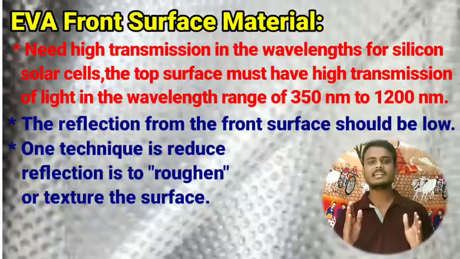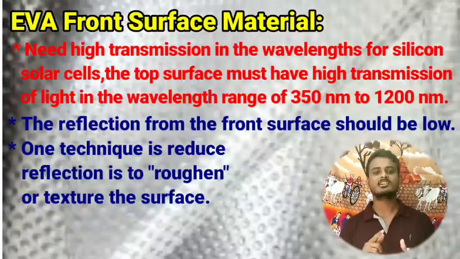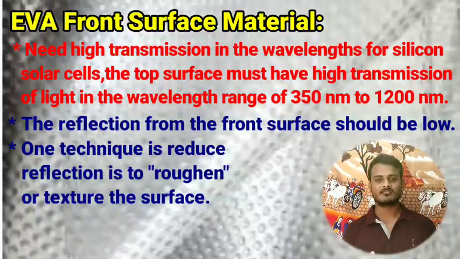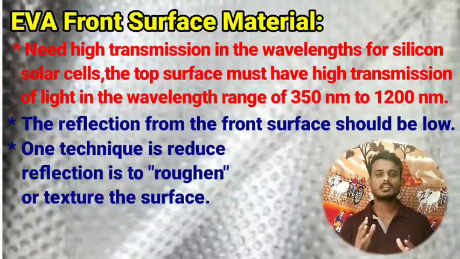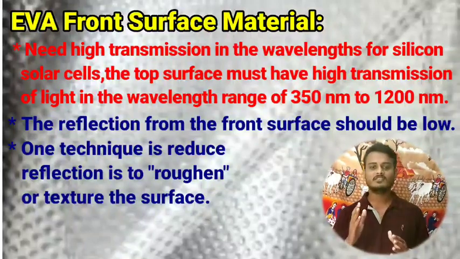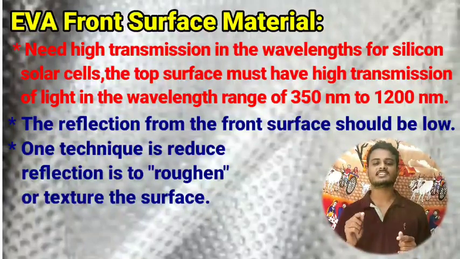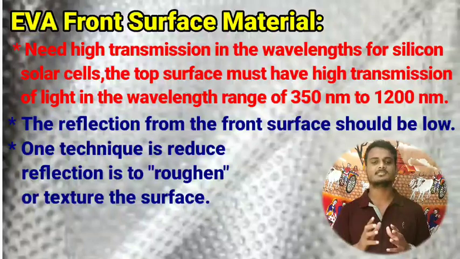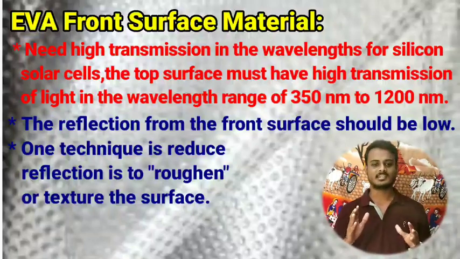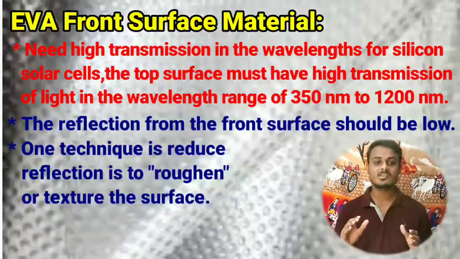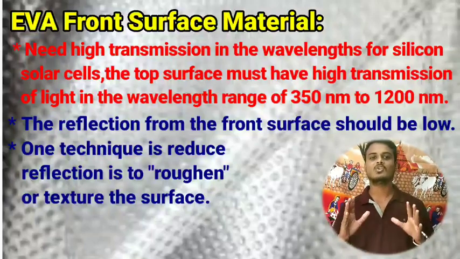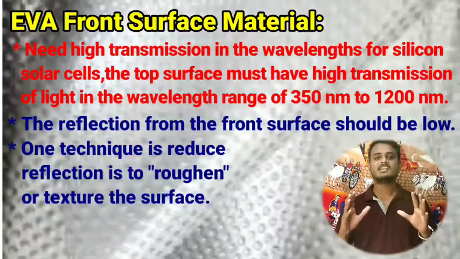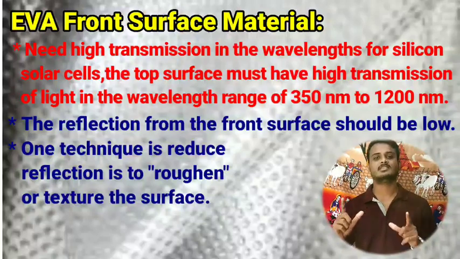One technique to reduce reflection is to roughen or texture the surface. You can observe in real-time manufacturing that the solar EVA front side film has a roughened or textured surface. That's why we texture the front surface. Why? Because we need lower reflection only. This is the total explanation of EVA front surface material.